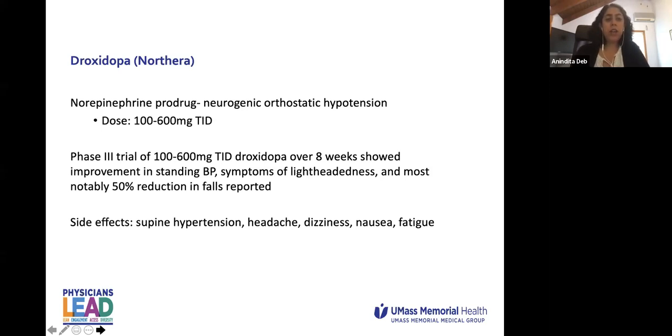Droxidopa is Northera. And so this is actually a norepinephrine prodrug, which means that it turns into norepinephrine. And again, it's used for neurogenic orthostatic hypotension. The dose for this is 100 to 600 milligrams up to 3 times a day, similarly dosed like morning, noon, and afternoon. And in the trial for this medication over 8 weeks, this showed an improvement in standing blood pressure, in symptoms of lightheadedness, and actually most notably a reduction in falls. And so, something to keep in mind is that if you are having multiple falls, then orthostatic hypotension is something that should be considered as a cause for the falls as well. Similar side effects as the other medications, the supine hypertension, potentially headaches, dizziness, nausea, and fatigue.